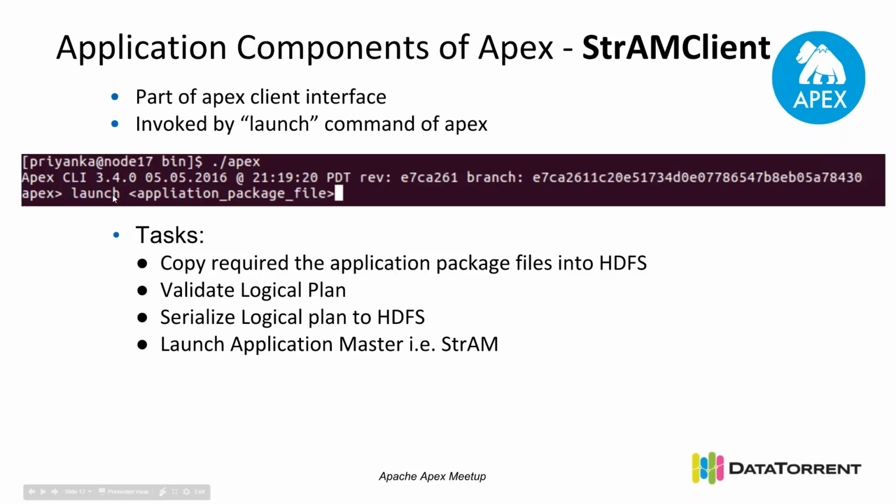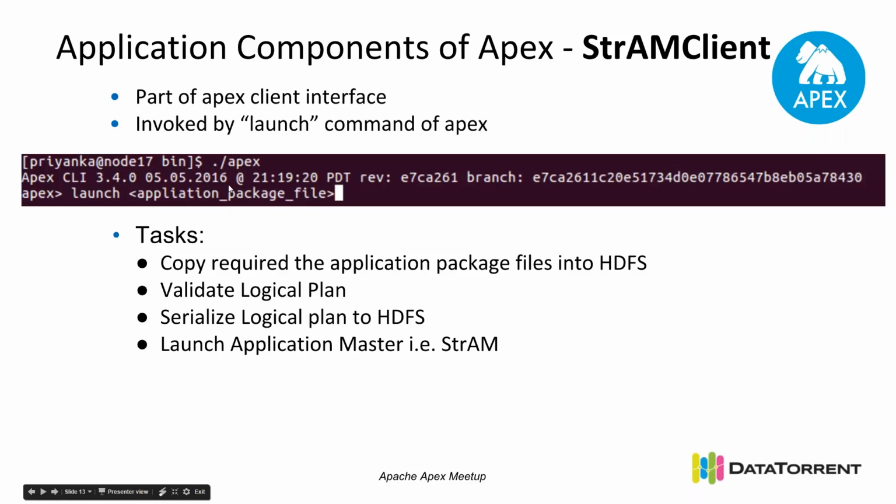You don't need to write any StrAM client code, YARN client code, sorry. You can just use this launch command and give your application package file. The application package file is a package where you have your app master code and your operators code. In this case, we don't need app master code because we already have that deployed as part of Apex. So in this package, you will have all operator code, any config files, and dependencies, everything packaged together. And you give it to Apex to tell it, talk to Hadoop, and run this config and these operators for me.